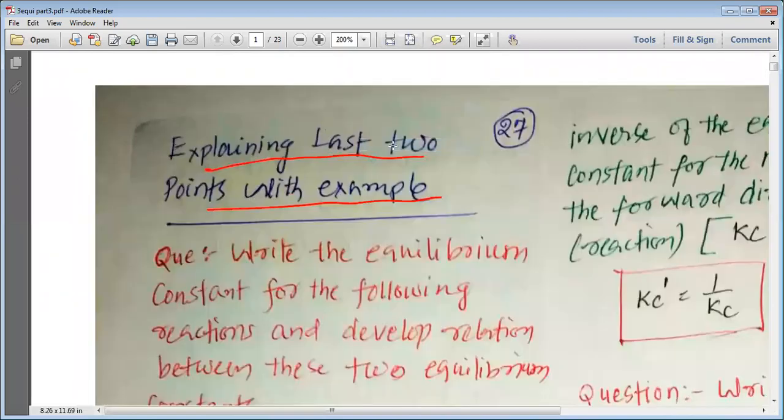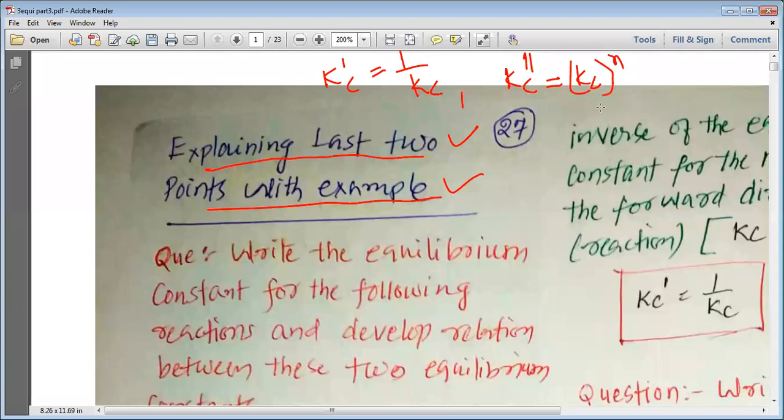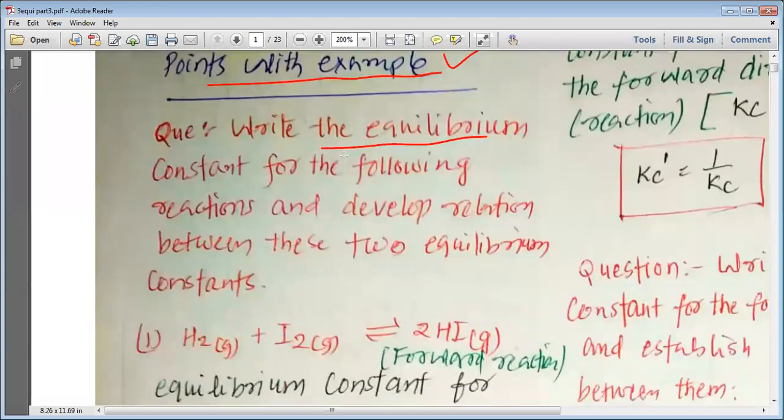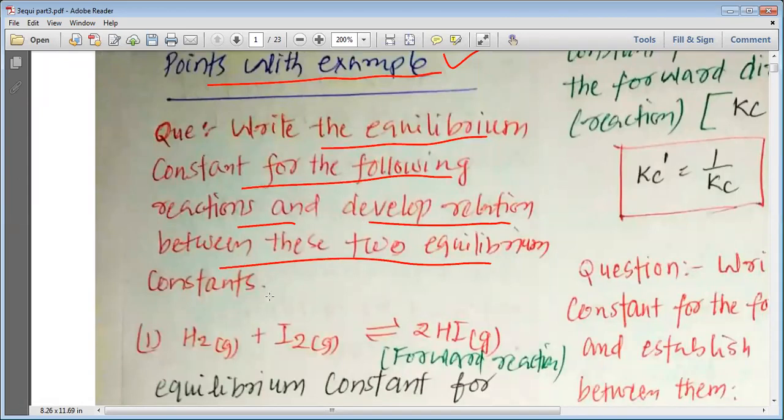Explaining last 2 points with example, write the equilibrium constant. Okay, thank you. So for these last 2 points, we have seen that the new equilibrium constant Kc dash is equal to 1 upon Kc, and if the new equilibrium constant is Kc double dash, it is equal to Kc to the power n or Kc to the power 1 upon n. This is what we have written. Let us understand this with an example so that you can understand it better. Write the equilibrium constant for the following reactions and develop a relation between these two equilibrium constants.